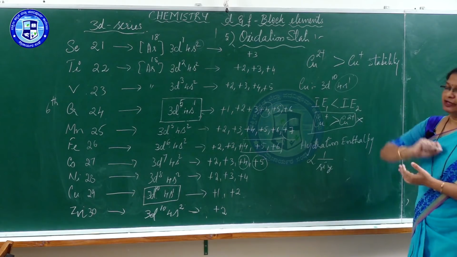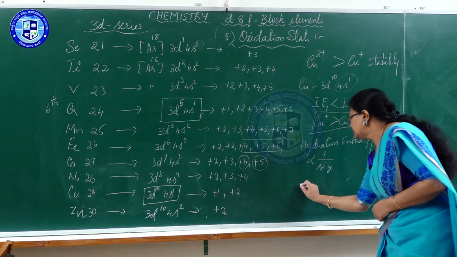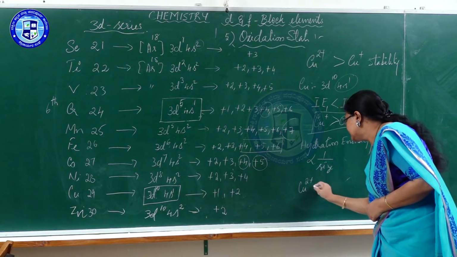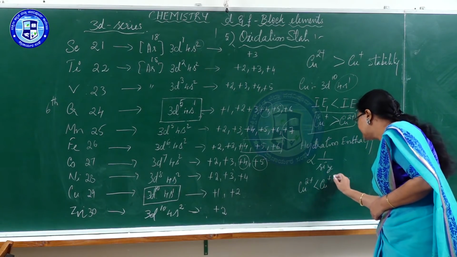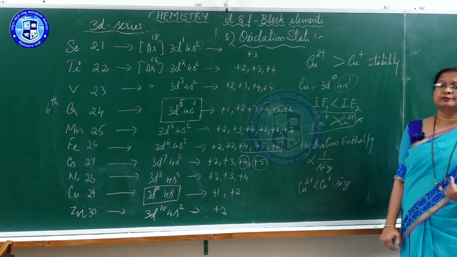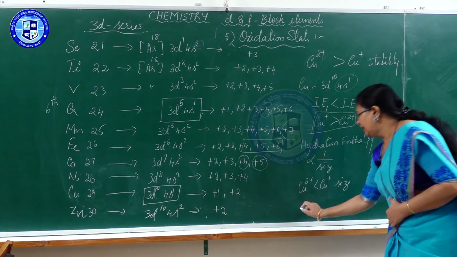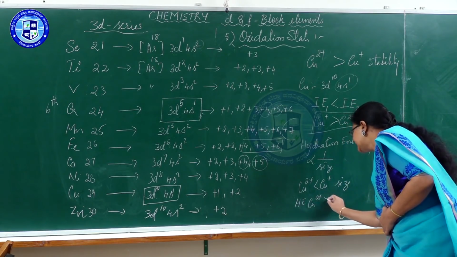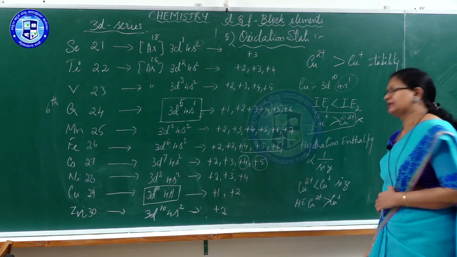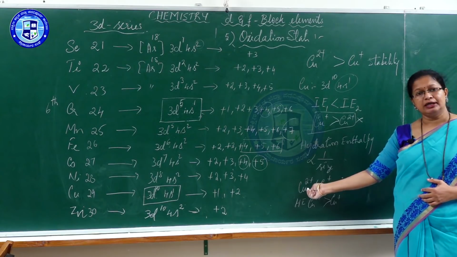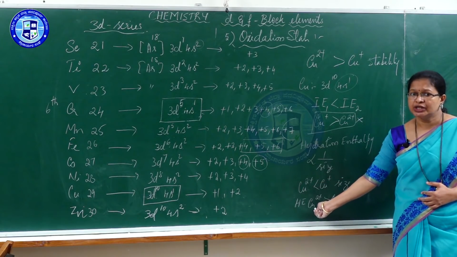Among cuprous and cupric, which is smaller? If you see, higher the positive charge, smaller is the size. Cu2+ is smaller than Cu+1. So hydration enthalpy of which one is more? Cu2+. Hydration enthalpy of Cu2+ is more than Cu+1. That clear? Cu2+ is smaller, that is why it has higher hydration enthalpy.